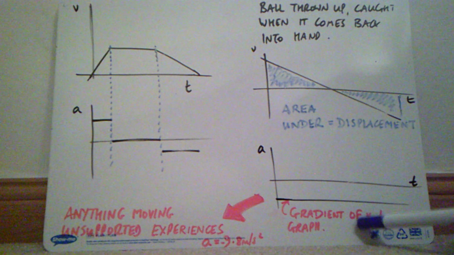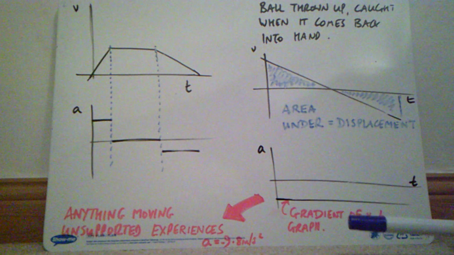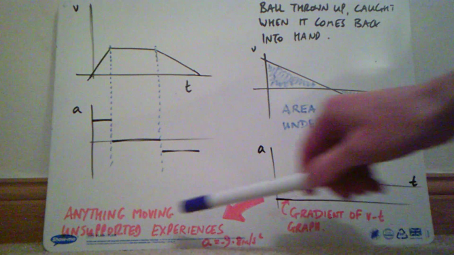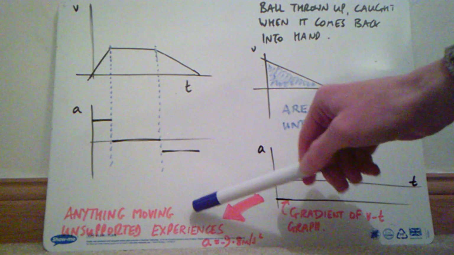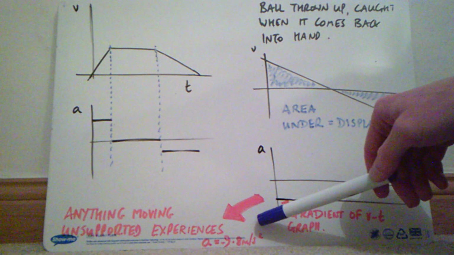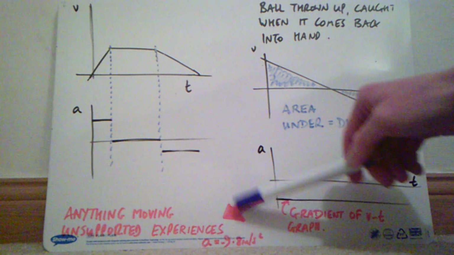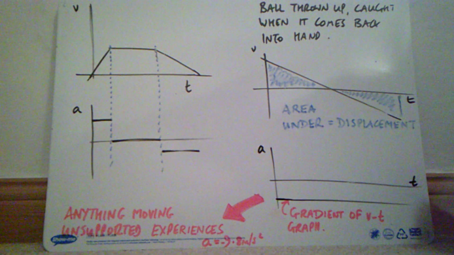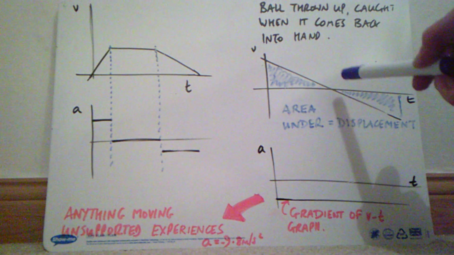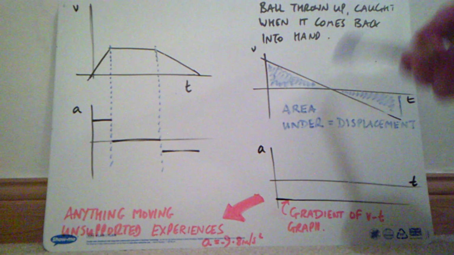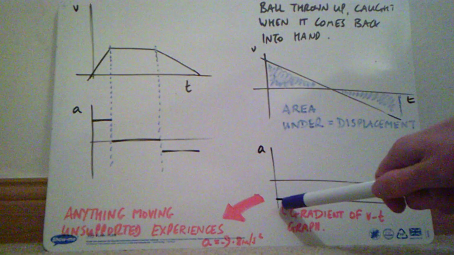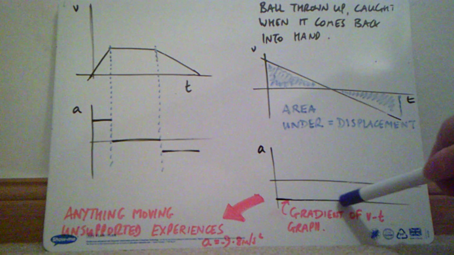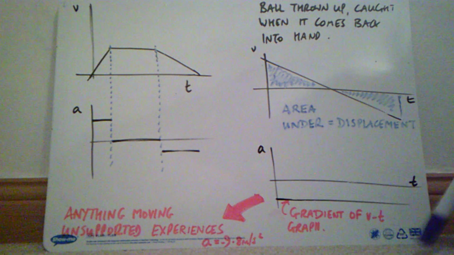An acceleration time graph would just be a steady negative 9.8 meters per second squared. This is the gradient of the speed time graph, or the velocity time graph, and remember we said anything moving unsupported in the gravity field on Earth will experience a downwards acceleration, which in this case is negative, of 9.8 meters per second squared. This isn't bouncing at all, it isn't hitting anything. As soon as it's left the person's hand, it's moving unsupported in the gravity field, so it has this steady, constant 9.8 meters per second squared influence on it.